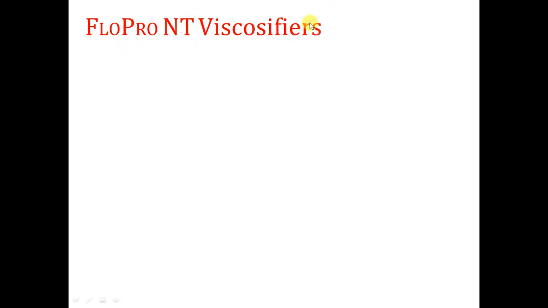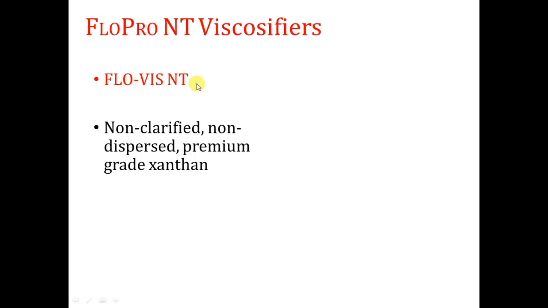Number two, the viscosifiers. What are the viscosifiers to get the rheology and viscosity, yield point, gel strength, all the parameters that help me in the hole cleaning while drilling with this system. So what are the viscosifiers for the FlowPro NT? Number one, a chemical called FlowVis NT, which is non-clarified and non-dispersed, as I told you, non-dispersed premium grade of Dansan gum. Okay, it provides low shear yield point.